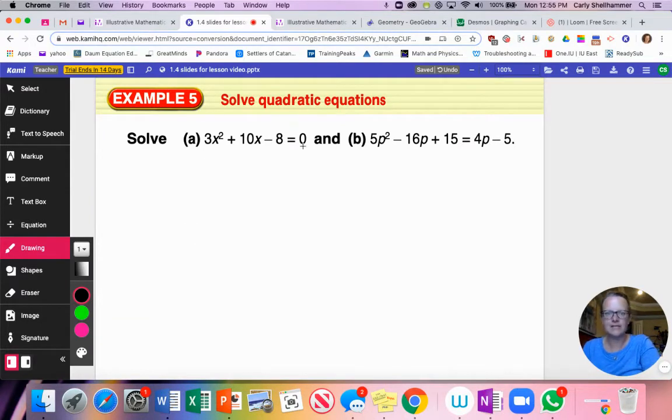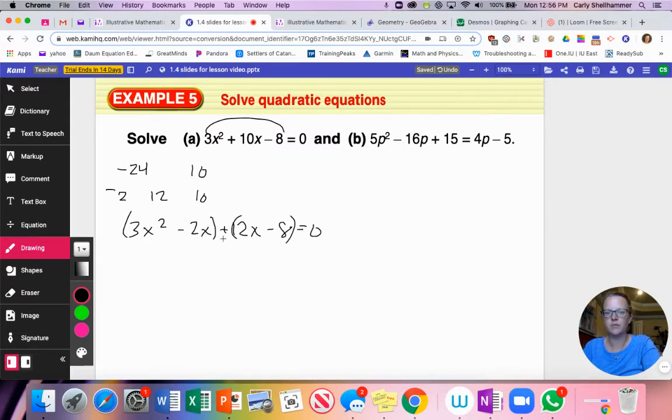So here, see how it's now an equation equal to 0. So I'm going to do a times c is negative 24, b is 10. So I need 2 things that multiply to 24. So I think 2 times 12. And if I make the 2 negative and I add those together, I get 10. So let's go ahead and expand that center term. Group. It's called factor by grouping.